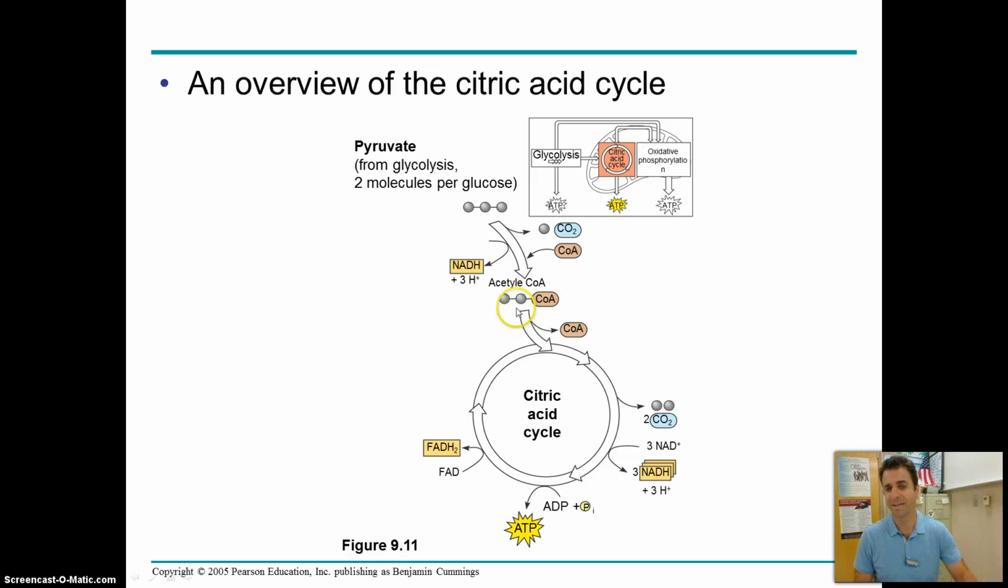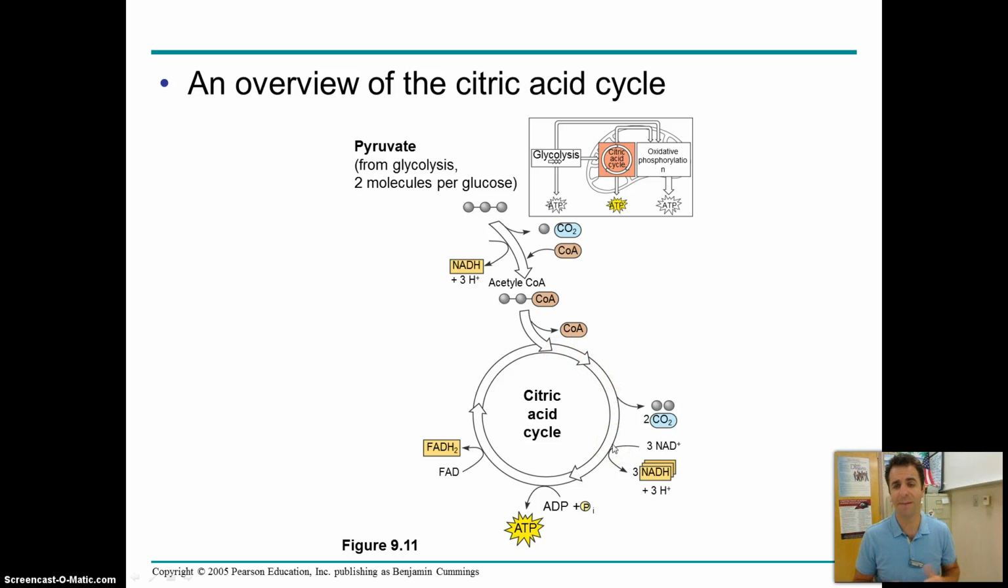Now this is cyclic. Every single pyruvate, remember there were 2 from one molecule of glucose, gets converted into acetyl-CoA, and 1 acetyl-CoA gets added into this cycle. Okay? This 2-carbon molecule will be added to a remaining 4-carbon molecule you'll see a little bit later called oxaloacetate to start this process into a 6-carbon molecule.